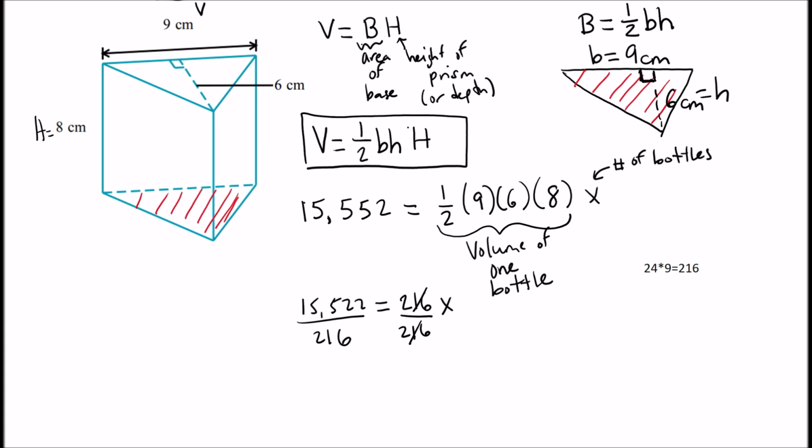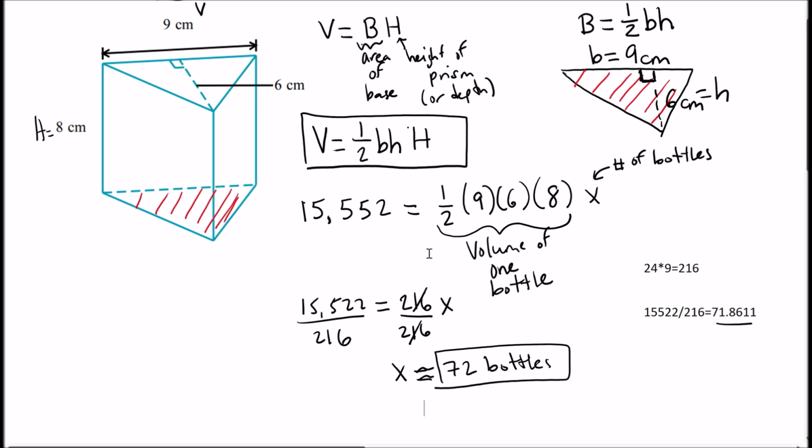All right, so we got x is equal to, let's divide that. So we get, okay, so we get about 72 bottles, right? Because that rounds to about 72 bottles. All right, that takes care of the problem.